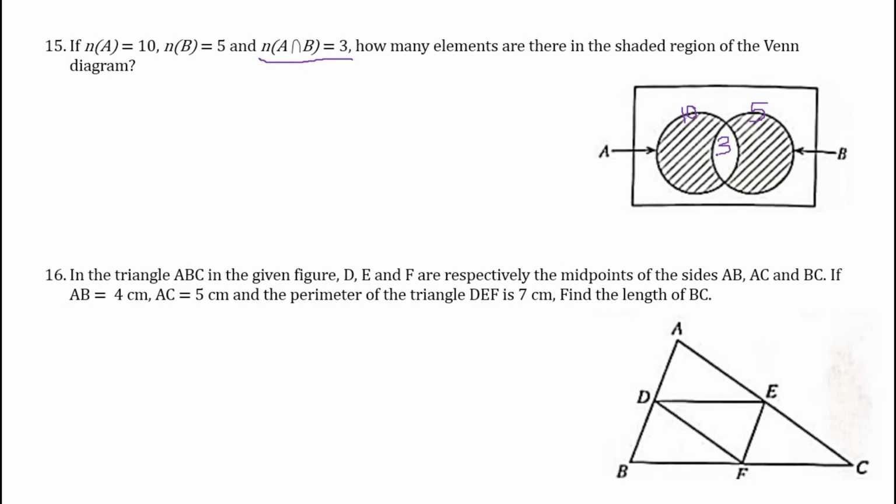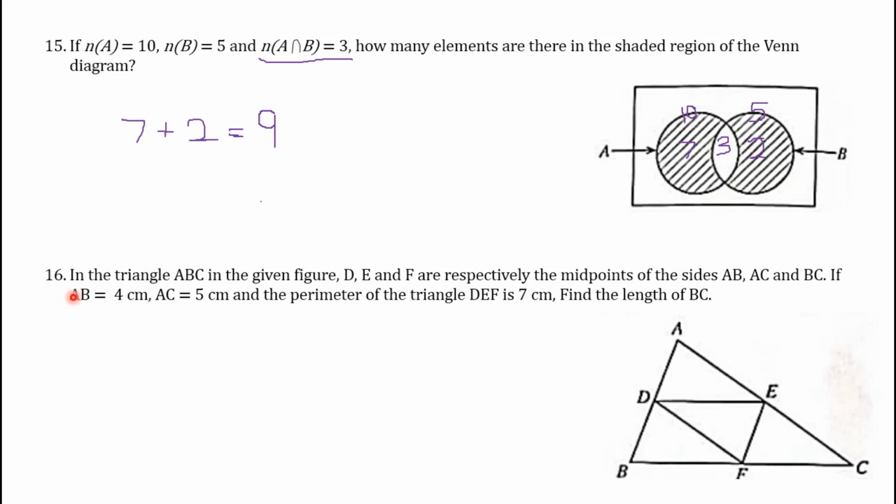So A intersection B is this part. So only A will be 10 minus 3, that will be 7, and only B will be 5 minus 3, because this whole region will be equal to 5. Only this region will be equal to 5 minus 3 equals 2. This whole region will be equal to A. This region equals 3. So this region will be equal to 7. Find the shaded region of the Venn diagram. So the shaded region of this Venn diagram will be 7 plus 2. That will give you the answer 9. So with that, let's move on to the next question.